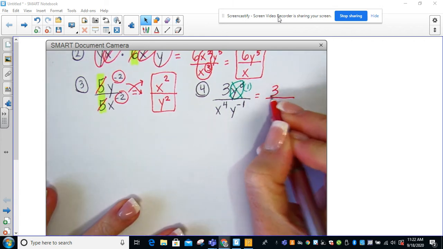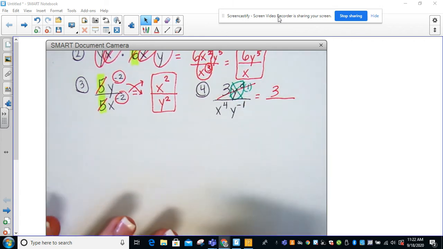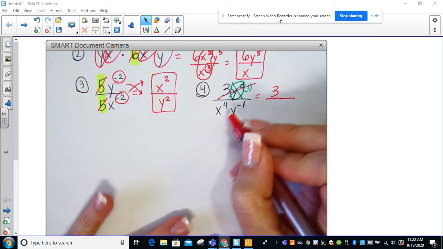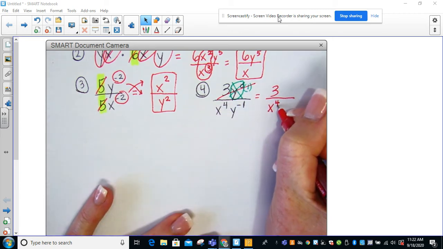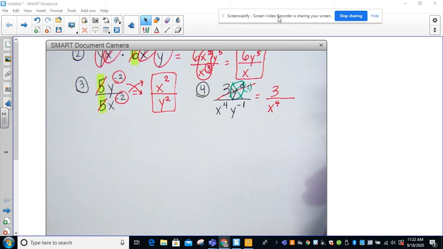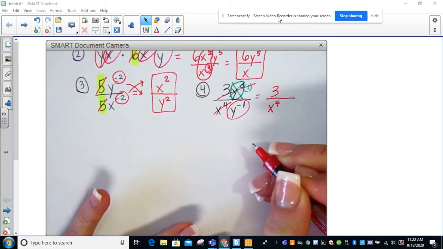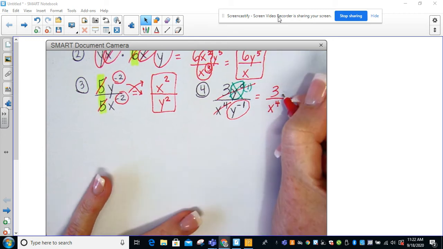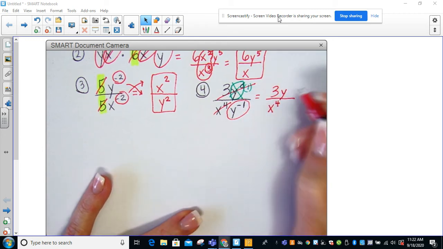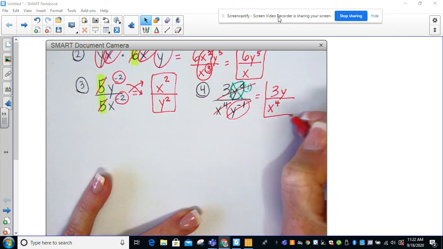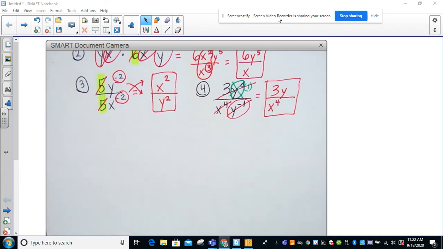So I have a 3 on the top. So now that whole thing is gone. Let's look on the bottom. X to the 4th. Nothing to go with it. It's positive, so I can leave it alone. It's gone. But here we have a negative on the bottom. And when it's negative on the bottom, we move it to the top, and it becomes positive. A positive 1 exponent is not necessary. 3y over x to the 4th.